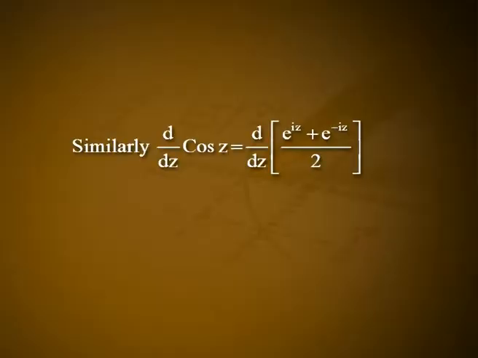Similarly, d by dz of cos z is equal to d by dz of (e^(iz) + e^(−iz)) / 2, which is equal to 1/2 times (i e^(iz) − i e^(−iz)), which is equal to i/2 times (e^(iz) − e^(−iz)), which is equal to −1/2i times (e^(iz) − e^(−iz)), which is equal to −sin z.